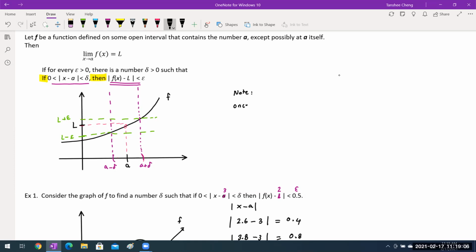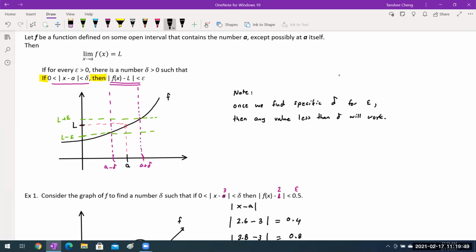So the note will be: once we find a specific delta for a certain epsilon, then any value less than that delta will also work for finding that epsilon. So that's the key thing that we wanted.